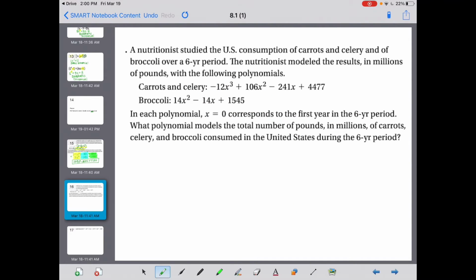A nutritionist studied the U.S. consumption of carrots and celery and of broccoli over a 6-year period. The nutritionist modeled the results in millions of pounds with the following polynomials. What polynomial models the total number of pounds in millions of carrots, celery, and broccoli consumed during the 6-year period? So total number, we're just adding these up.